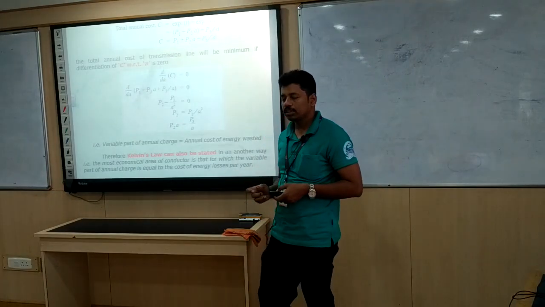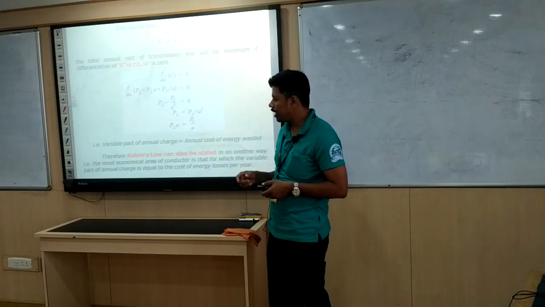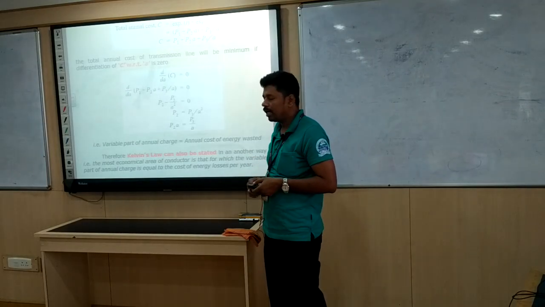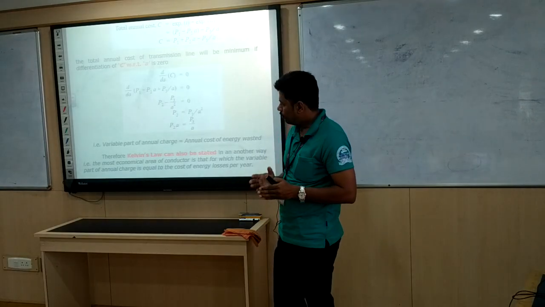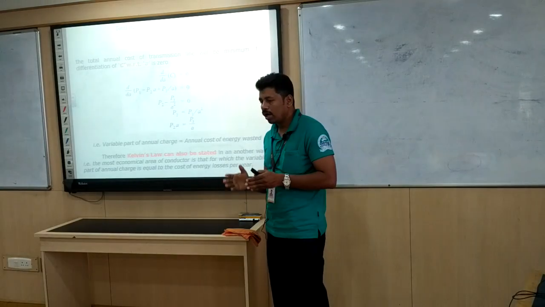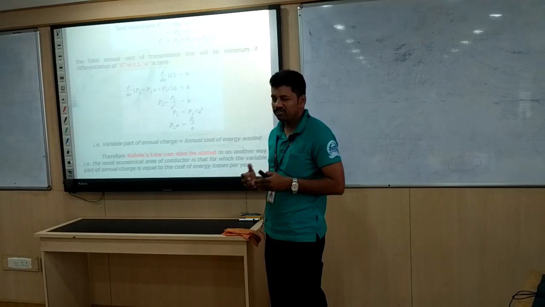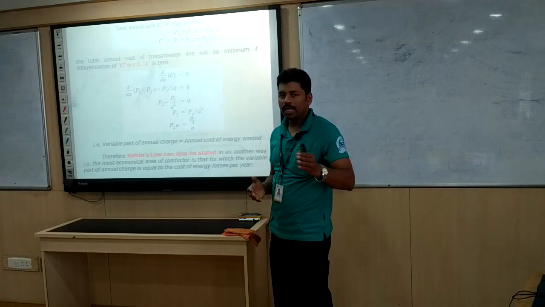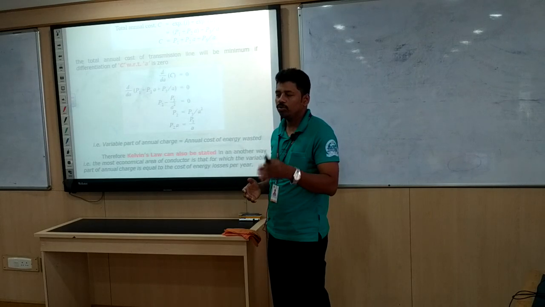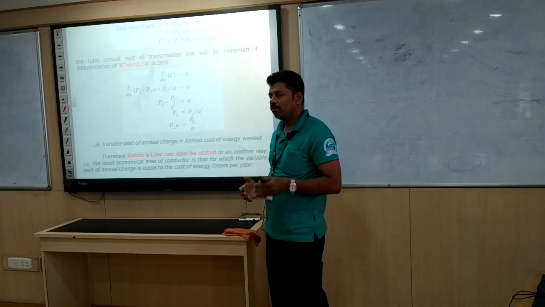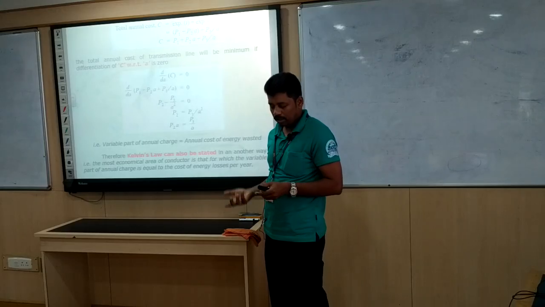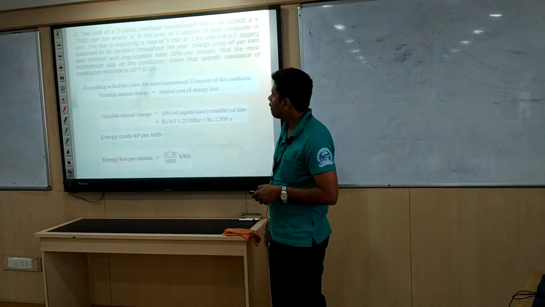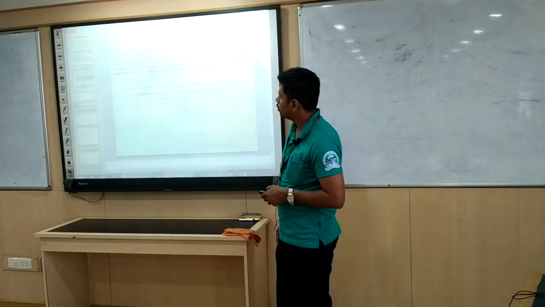To find the effective cross section, differentiate this with respect to the area A, and you get the condition P2A equal to P3 by A. According to Kelvin's law, whenever the variable part of the annual charge is equal to the annual cost of the energy wasted, the area of cross section you get at that point is the effective area. But sometimes, if you choose that area and check its current capacity, you may not be meeting the requirement. That is the main drawback of Kelvin's law. Once again, the numericals based on Kelvin's law.